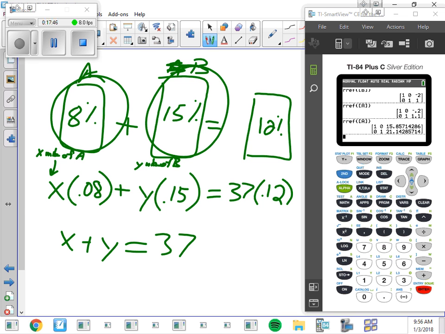So it would be 15.8 milliliters of this, and then 21.1 milliliters of this. Yeah, they're not too bad, once you kind of get the hang of it.